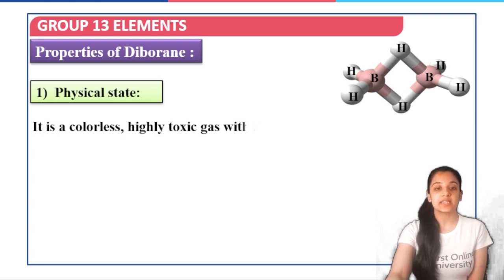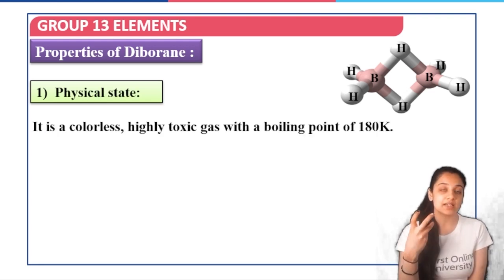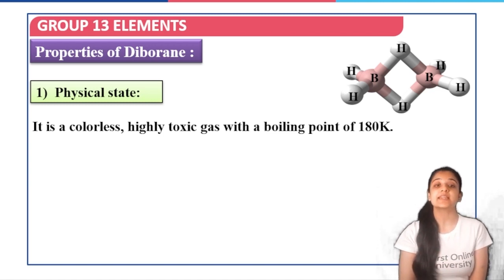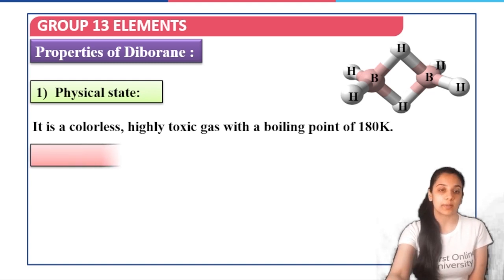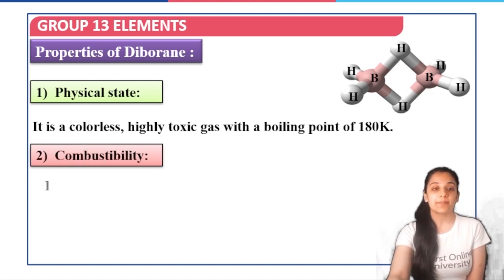Next is the physical state. We have already seen that it is a gas. In the gaseous form it exists. It is colorless, but it is highly toxic at the same time, and it has a boiling point of 180 Kelvin.